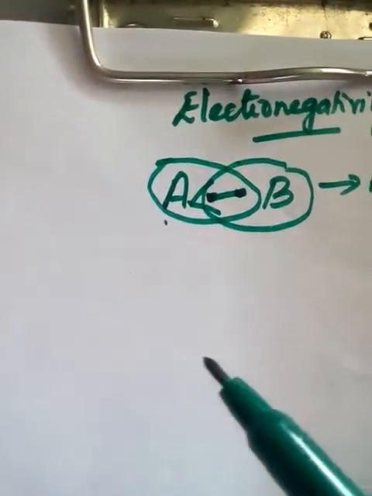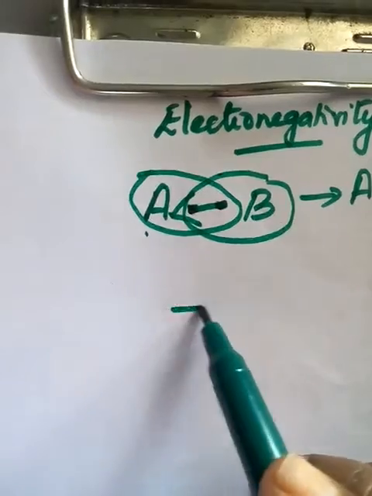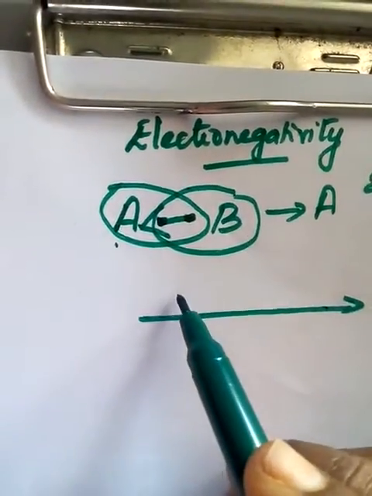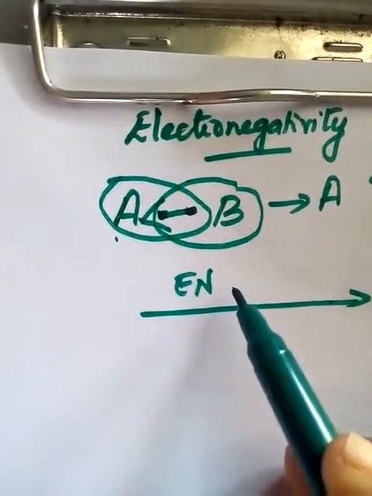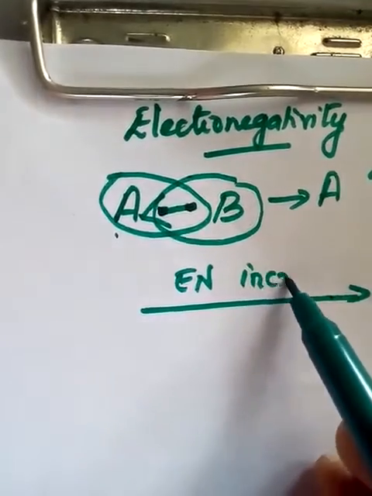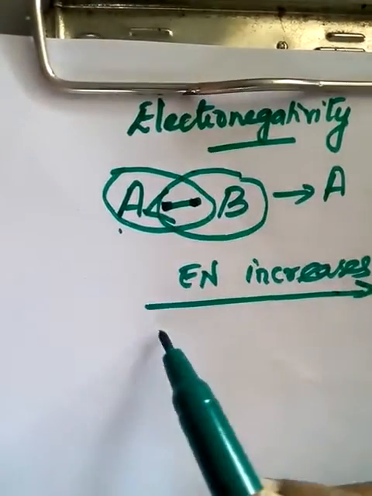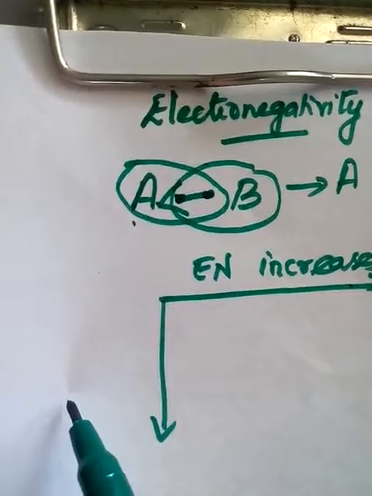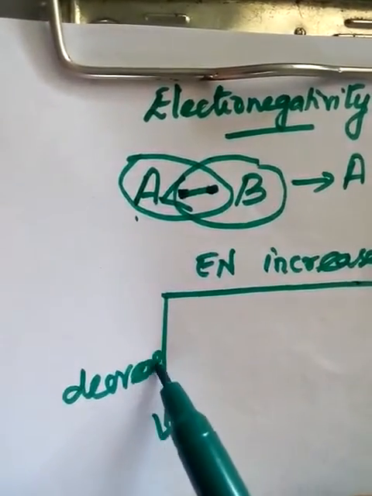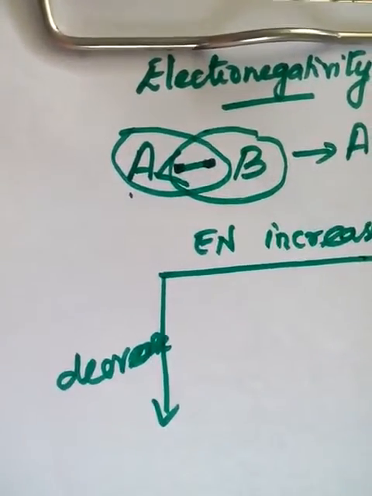You all know that in the periodic table, when we move from left to right, the electronegativity increases. EN is electronegativity, it increases. Likewise, when you move from top to bottom, the electronegativity decreases. This is the general trend which we studied in the periodic table.